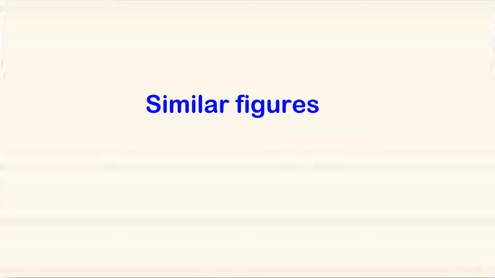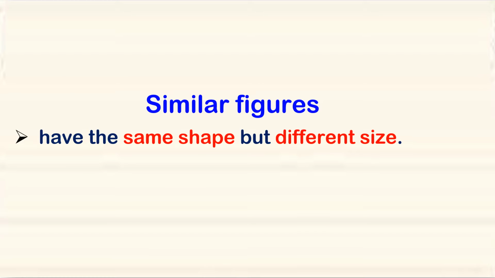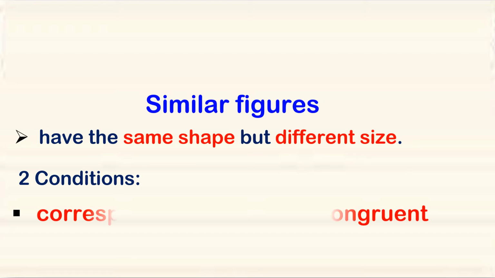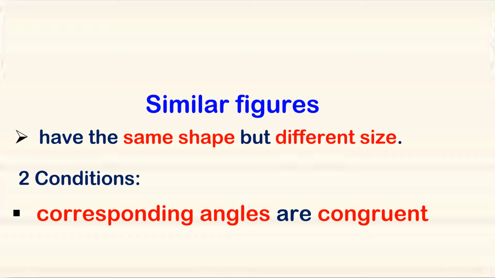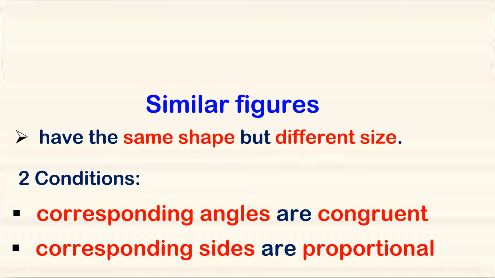What are similar figures in mathematics? In mathematics, they have the same shape but different size. There are two conditions to be followed. One is corresponding angles are congruent and the other one is corresponding sides are proportional.